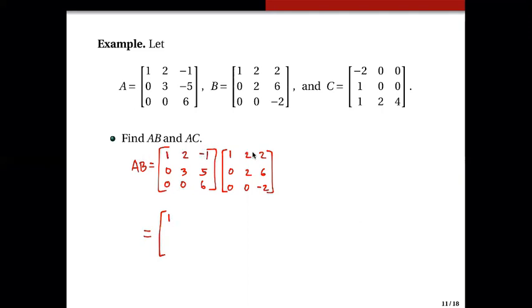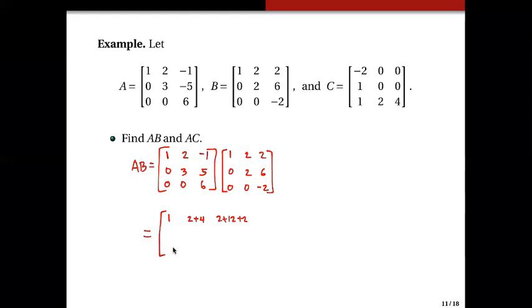First row, second column: 1 times 2, that's 2, plus 2 times 2, that's 4, and then -1 times 0, that's 0. And then first row times third column, we will have 1 times 2, that's 2, plus 2 times 6, that's 12, plus -1 times -2, that's 2 again.